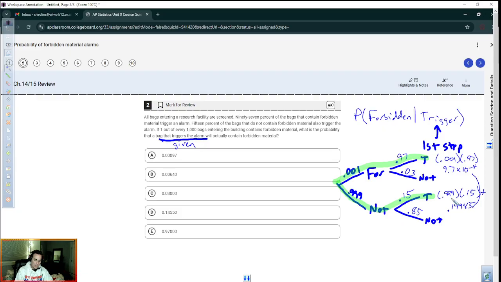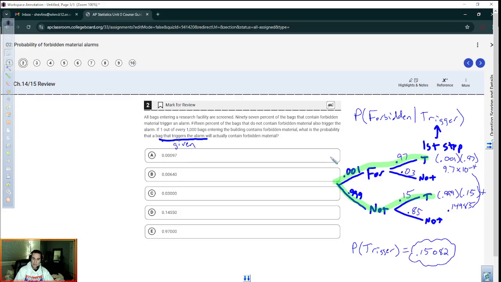So just use your calculator, don't retype it. Add them together. So the probability that we trigger the alarm is 0.15082, straight from your calculator screen. So that's your trigger rate. That is going to be the bottom number for what we want to calculate.